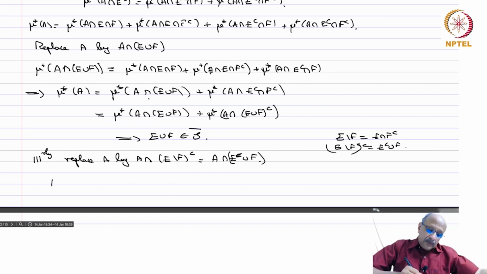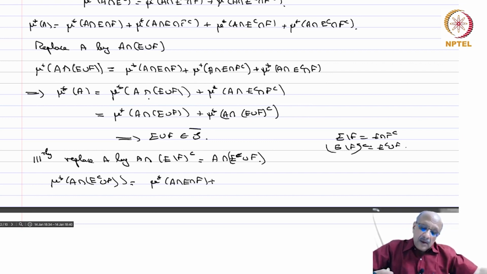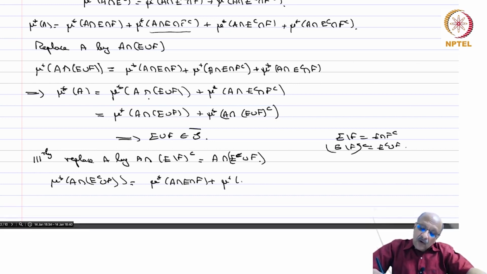Then you get that mu star of A intersection E complement union F equals mu star of A intersection E intersection F plus, the second term won't come because you have E intersection F complement in this term here, and here you have E complement and F, which are the complement. So both terms will give you empty set, so that term will drop out, plus mu star of A intersection E complement intersection F plus mu star of A intersection E complement intersection F complement.